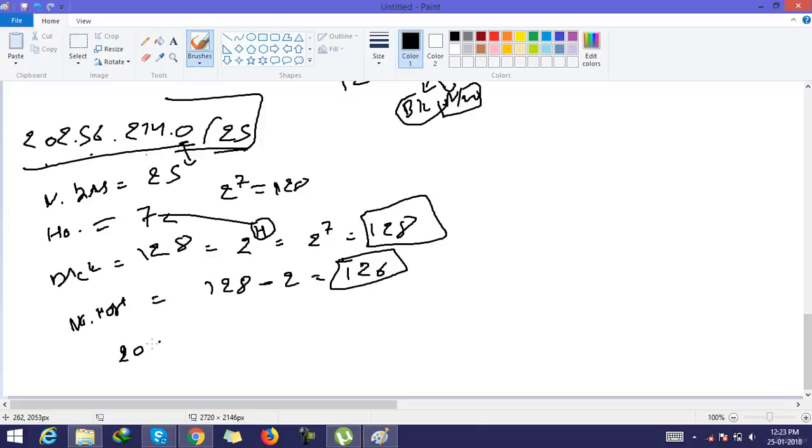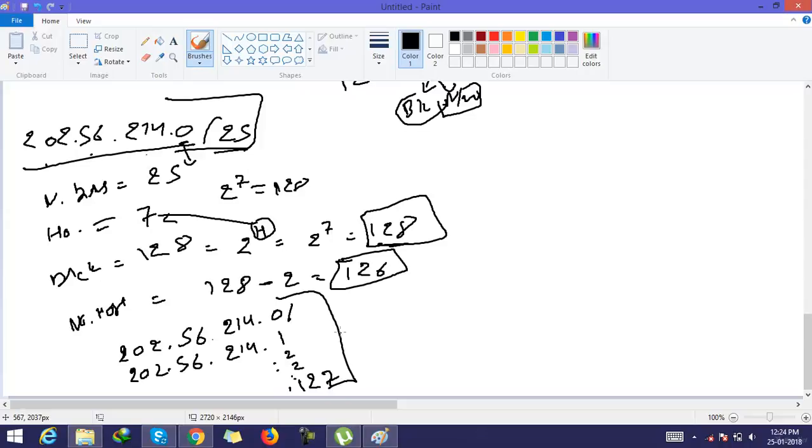So the network ID is 202.56.214.0. The first IP address is 202.56.214.1, then 2, then 3, and so on. The block size is 128, so the last address is 127. It means the broadcast ID for this subnet is .127. This is our first subnet that has 126 valid IP addresses, and we need only 120 IP addresses. So our condition is satisfied with this subnet.